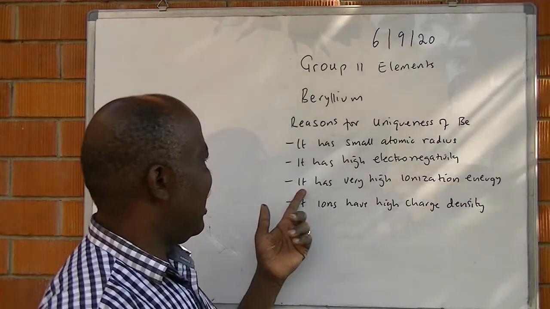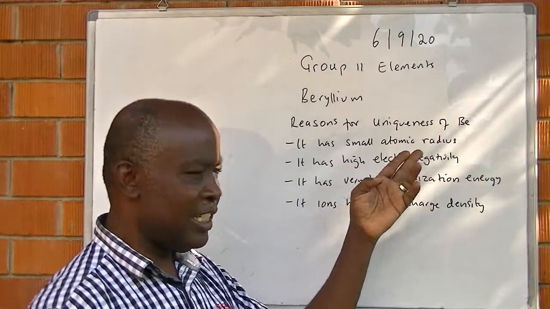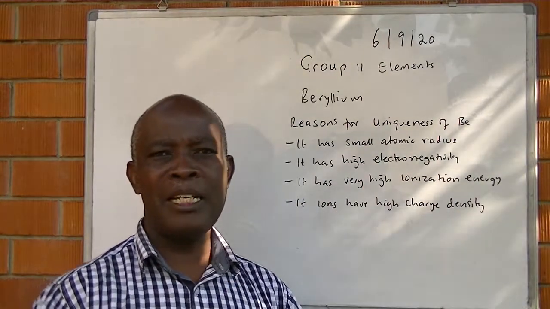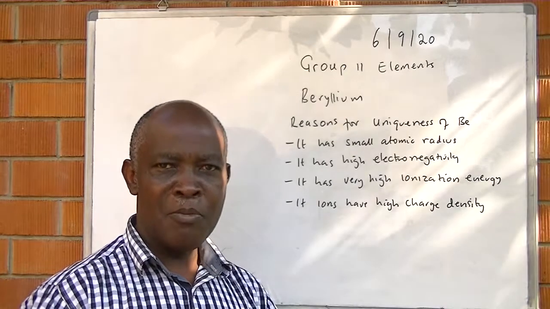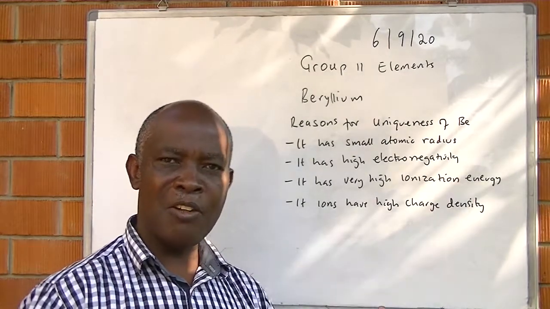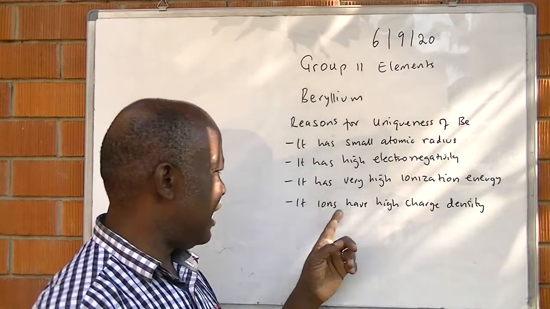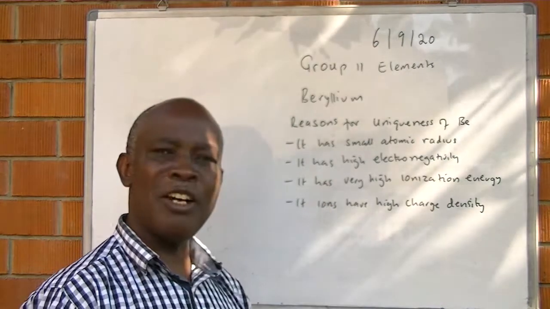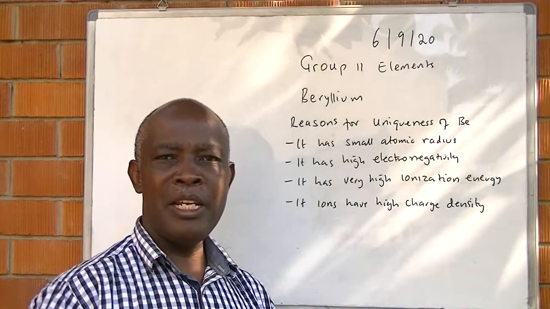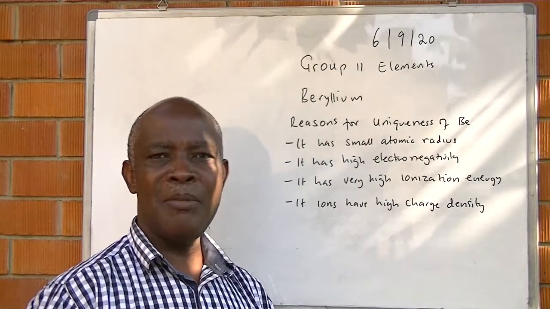It has very high ionization energy. Again, when the electronegativity is high, we expect the ionization energy to be high because electrons are strongly attracted to the nucleus. It has high charge density. When we divide the charge over the ionic radii of beryllium, it is higher than any other element in group 2.